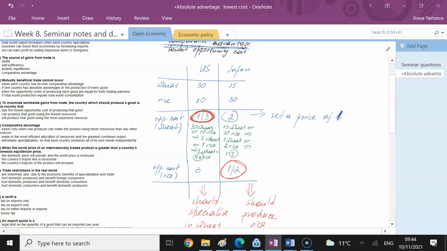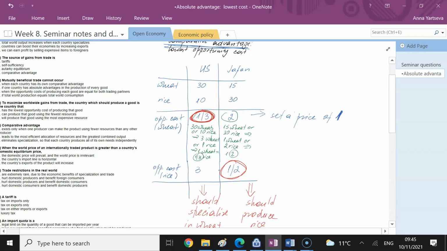It can make mutually beneficial deals. It will be able to produce at this cost, sell at this price, and keep the profit. And it is also more beneficial for Japan because instead of paying 2 units, it will only need to pay 1. The price for them will be cheaper. It will be cheaper to buy rather than to produce themselves.